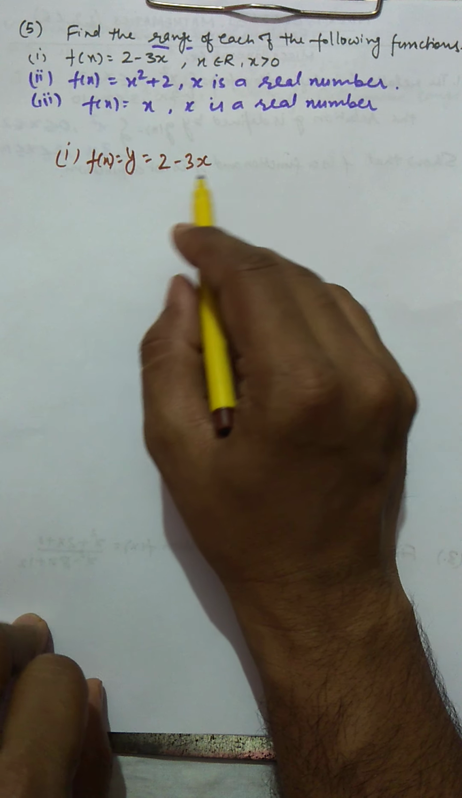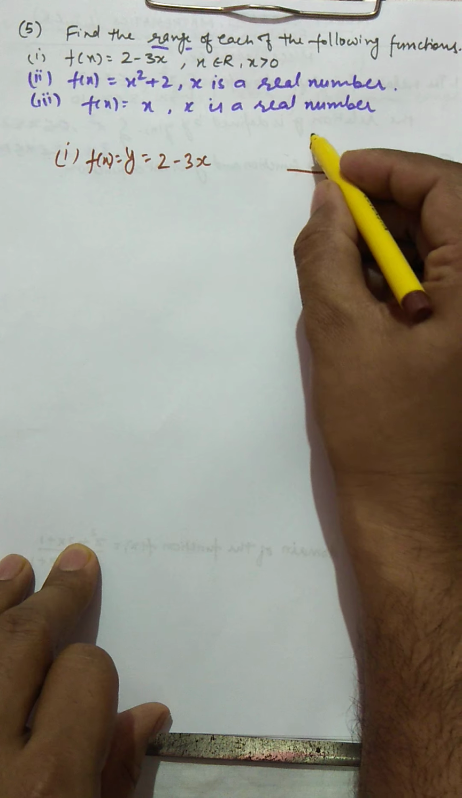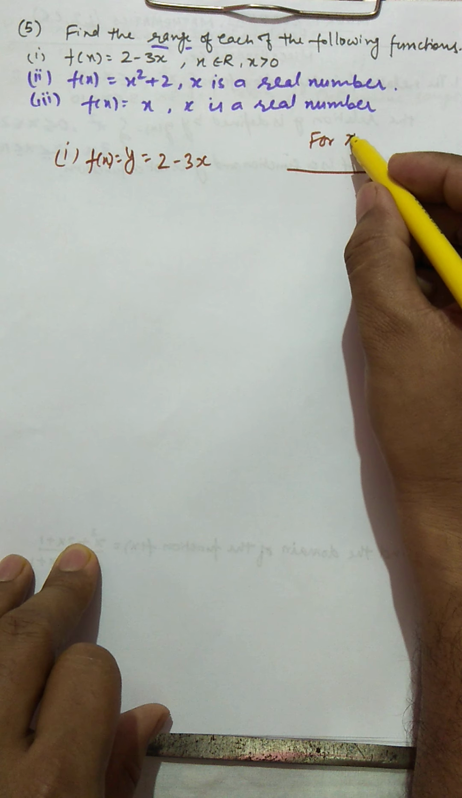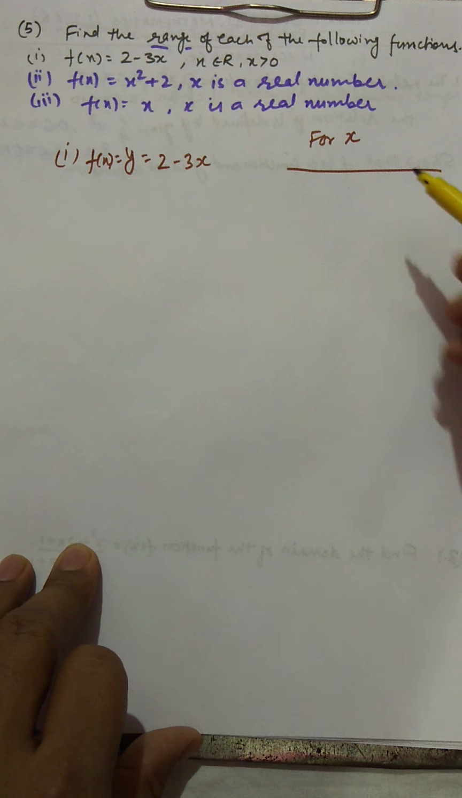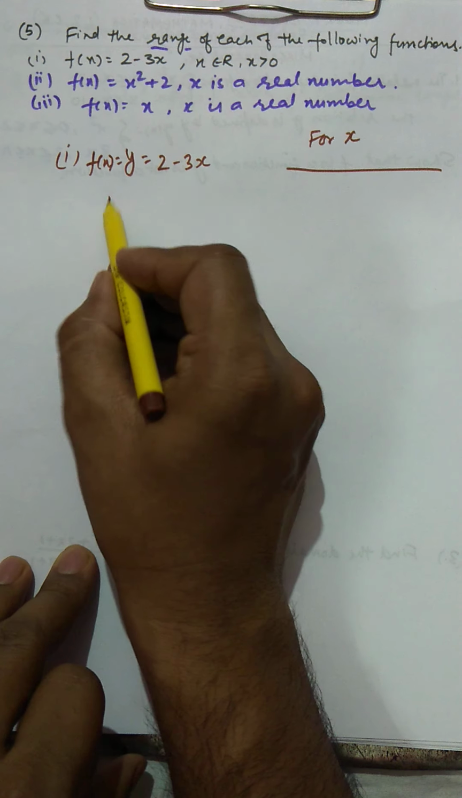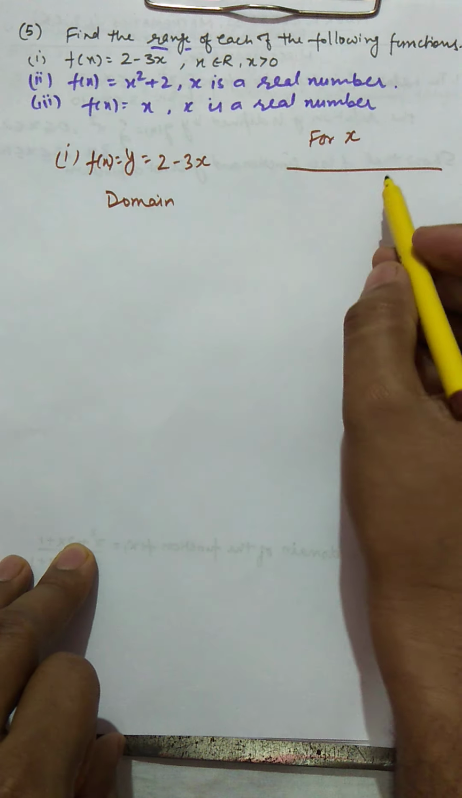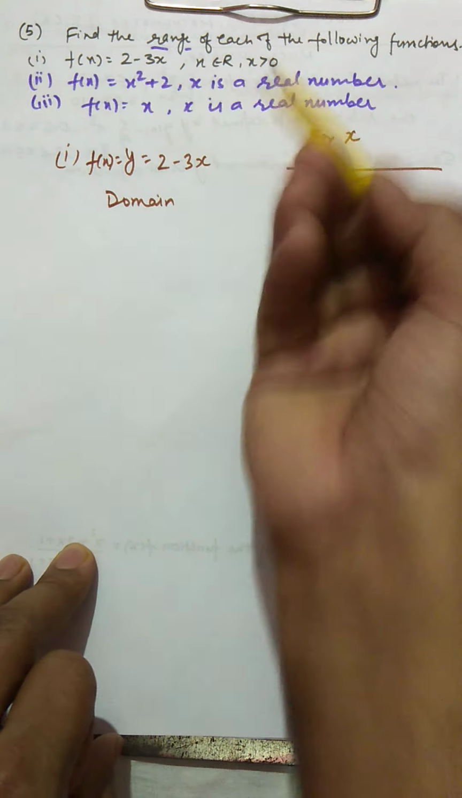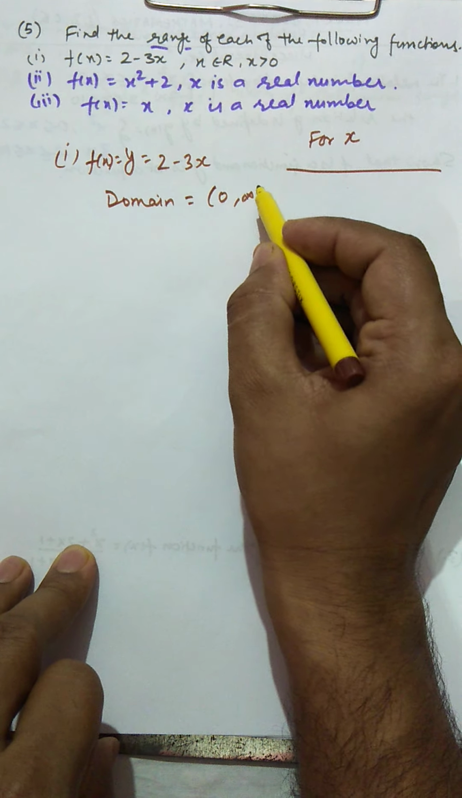So you can see this 2 minus 3x is in linear form. First we write for this x, and x is already defined. This is for positive numbers. So for the domain, we have no need to mention anything, and no need to find it with the help of a number line, because this is already given. So the domain is from 0 to infinity.